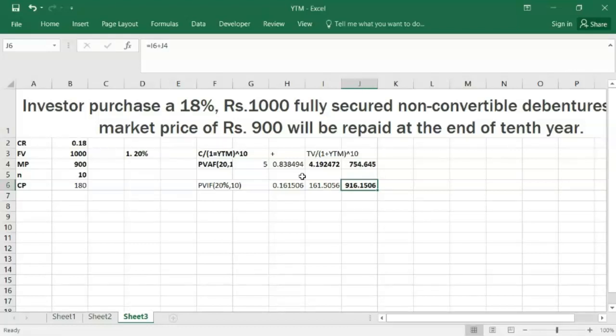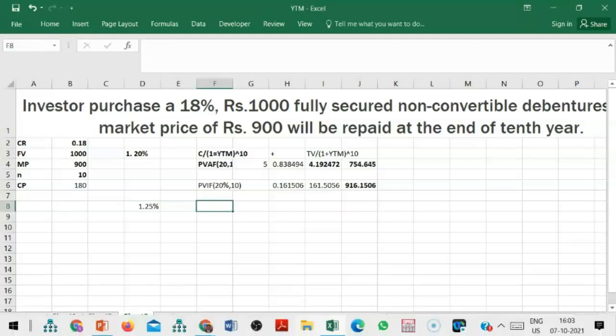So I need to get one more value which is slightly less than the market price. To get a value which is less than the market price, whenever there is an increase in the rate of interest, you get a lower value. So after 20%, I can go for 25%. You can also work it out for the same. You can also apply 25% to get the result. For 25%, I'm going for the same type of calculation.